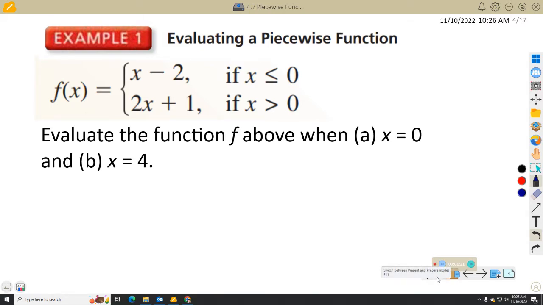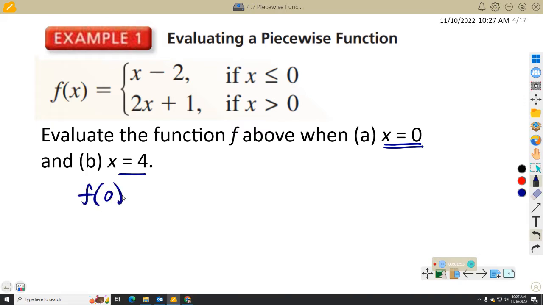Okay, so in this first example, we have a piecewise function. It says x minus 2 if x is less than or equal to 0, and 2x plus 1 if x is greater than 0. Well, what are we going to do here? We have two separate input values we're going to use, 0 and 4. When we use 0, which one do we use? We look over to our domain definitions here, and it says if x is less than or equal to 0, use the first one. So we're going to use the first one because x is equal to 0.